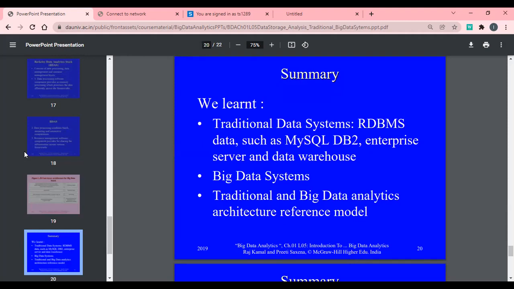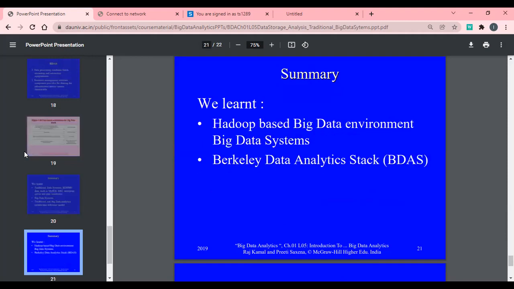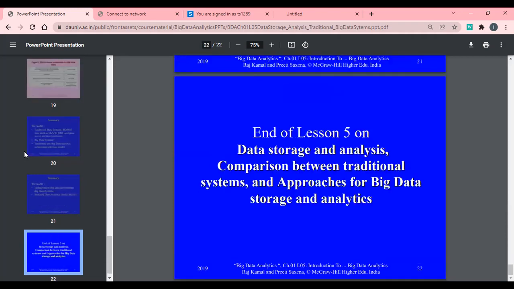In traditional databases, RDBMS data, MySQL, enterprise servers, and data warehousing are used. Big data systems: the traditional and big data analytics architecture reference model. So we learned that the Hadoop-based big data environment is a non-traditional model, which nowadays we are going to use. Finally, we are going to learn the big data analytics stack method for this topic. At the end of the session, we are going to learn about data storage and analysis, and the comparison between traditional data and approaches of big data storage and analysis.